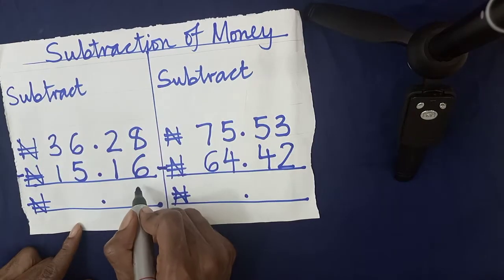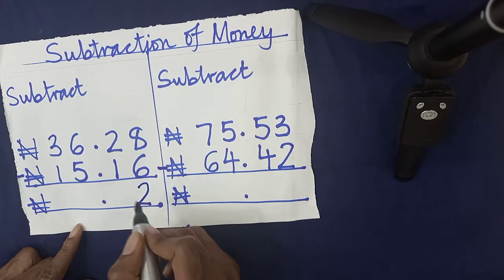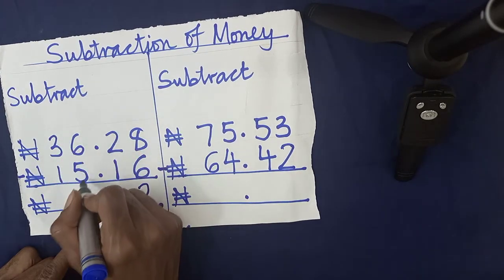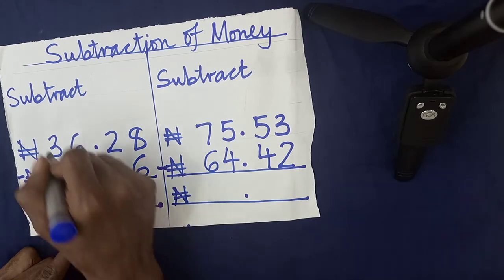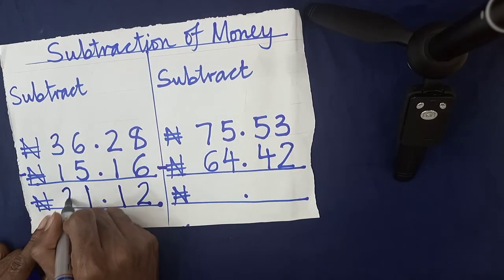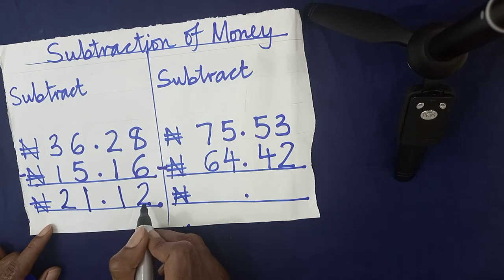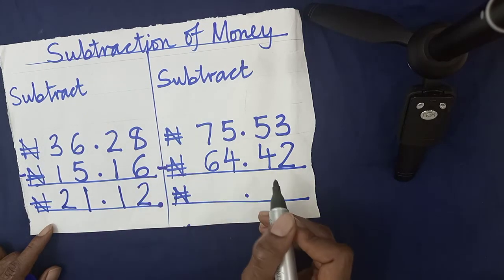8 minus 6 is 2. 2 minus 1 is 1. 6 minus 5 is 1. And 3 minus 1 is 2. The answer is 21 naira 12 kobo. Now let's move on to the next.